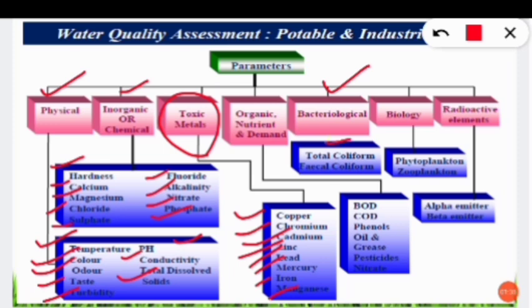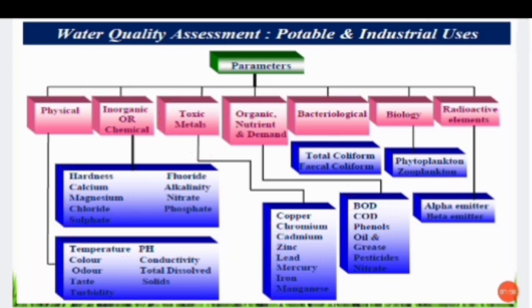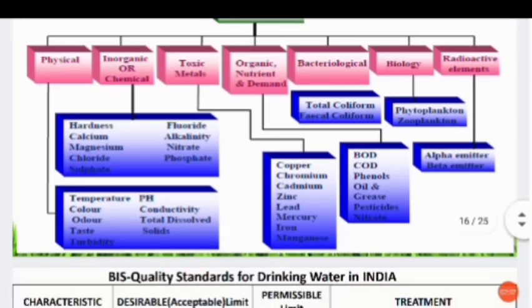Next we are going to see the organic and nutrient demand parameters, that is BOD, COD, phenols, oil and grease, pesticide, nitrate. One of the very important things here will be BOD and COD. Dissolved oxygen, BOD, COD, you would have heard since your school level exams. Now we will see the important terminologies and how parameter testing and monitoring of water quality is done. So let's move to the next slide.